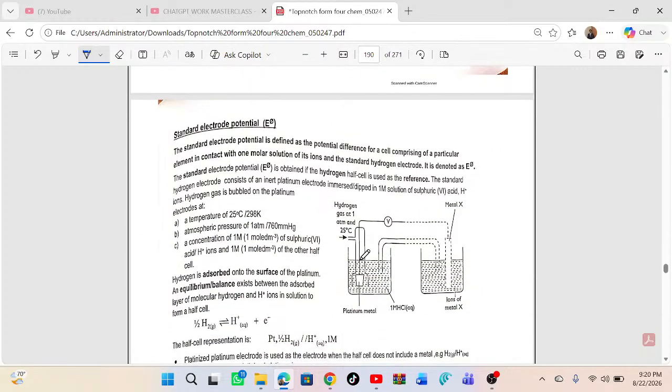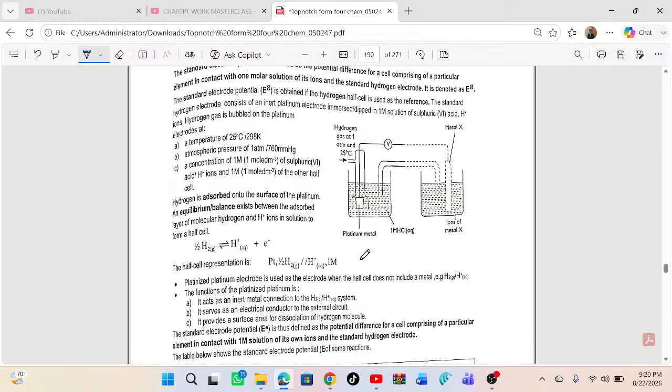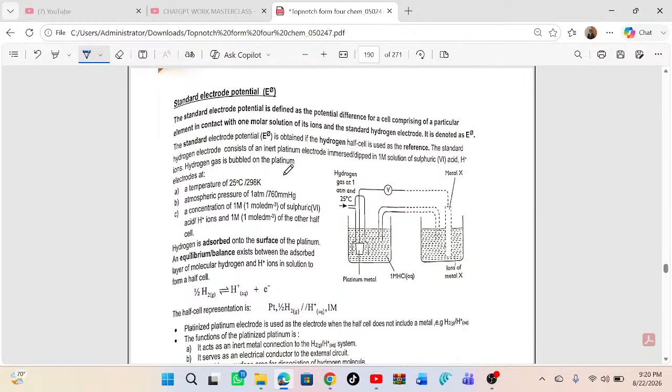So another very important part is standard electrode potential. How do we calculate these things? That's the question that we have to ask ourselves. The standard electrode potential is defined as the potential difference for a cell comprising a particular element in contact with a one molar solution of its ion, and the standard hydrogen electrode is denoted as the anode.